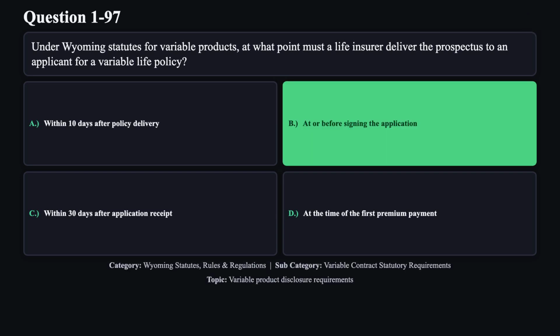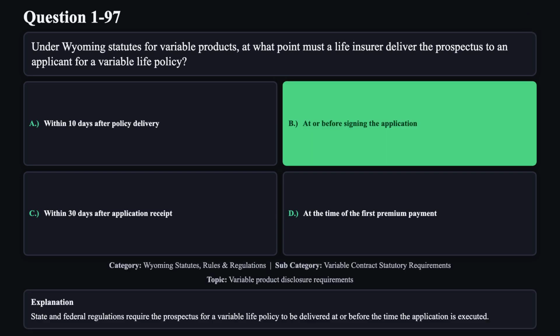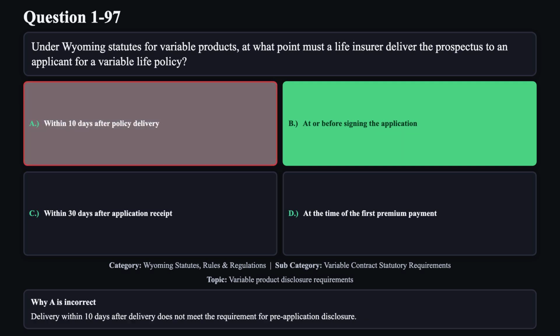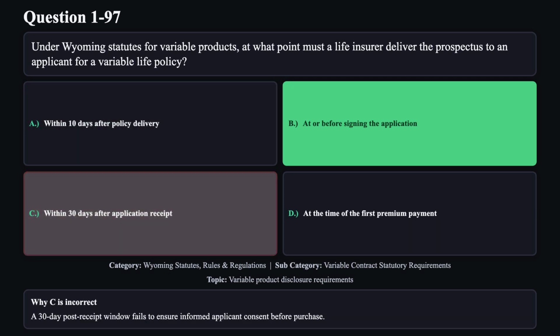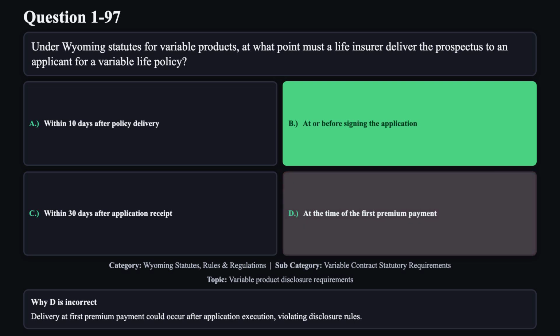The correct answer is B. State and federal regulations require the prospectus for a variable life policy to be delivered at or before the time the application is executed. Reason A is not correct. Delivery within 10 days after delivery does not meet the requirement for pre-application disclosure. Reason C is not correct. A 30-day post-receipt window fails to ensure informed applicant consent before purchase. Reason D is not correct. Delivery at first premium payment could occur after application execution, violating disclosure rules.